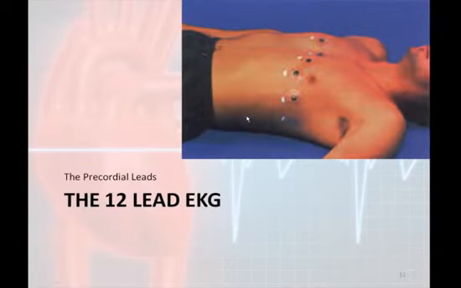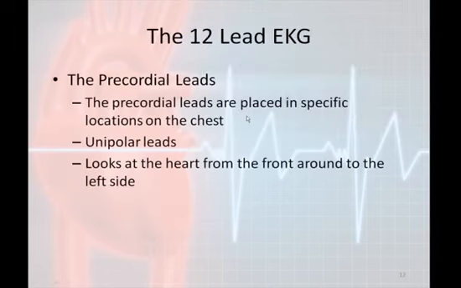Now we're going to discuss the precordial lead placement. The precordial leads are placed in very specific locations on the chest. They are considered unipolar leads, which means they have a physical positive electrode, but the central terminal is considered the theoretical negative. And it looks at the heart from the anterior left ventricular aspect all the way around to the left side.